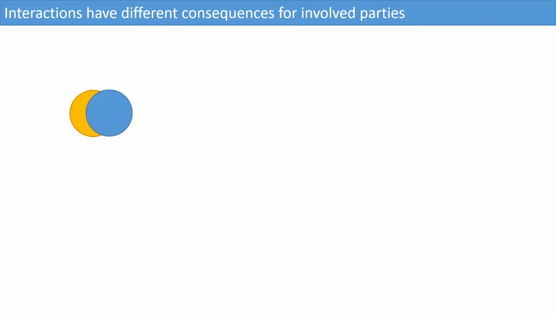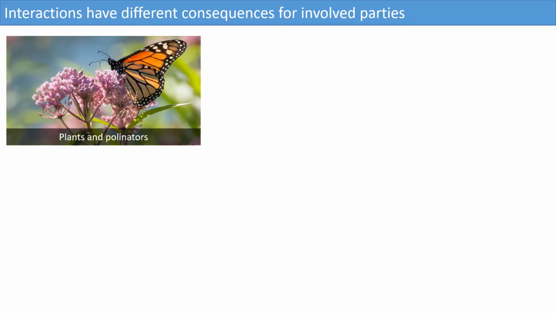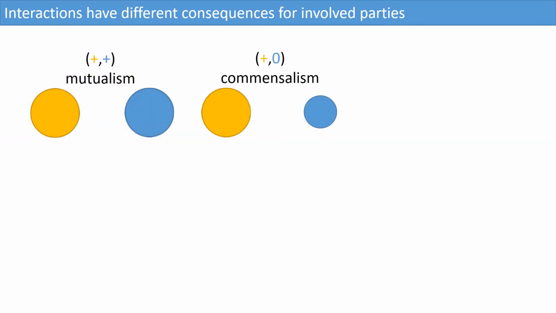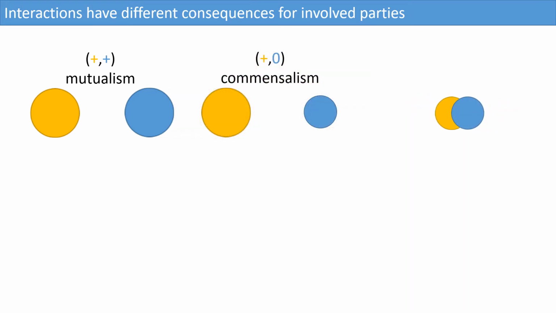So when both organisms have a fitness gain, a positive outcome of the interaction, this is called mutualism. And the classical example for this is the interactions between plants and pollinators, although there are exceptions of this mutually beneficial interaction between these organisms. When the interaction is beneficial for one but doesn't affect the fitness of the other organism, we're talking about commensalism. And this is the case of some epiphytic orchids, which use the tree trunk as support for their growth without affecting the growth or development of the tree.